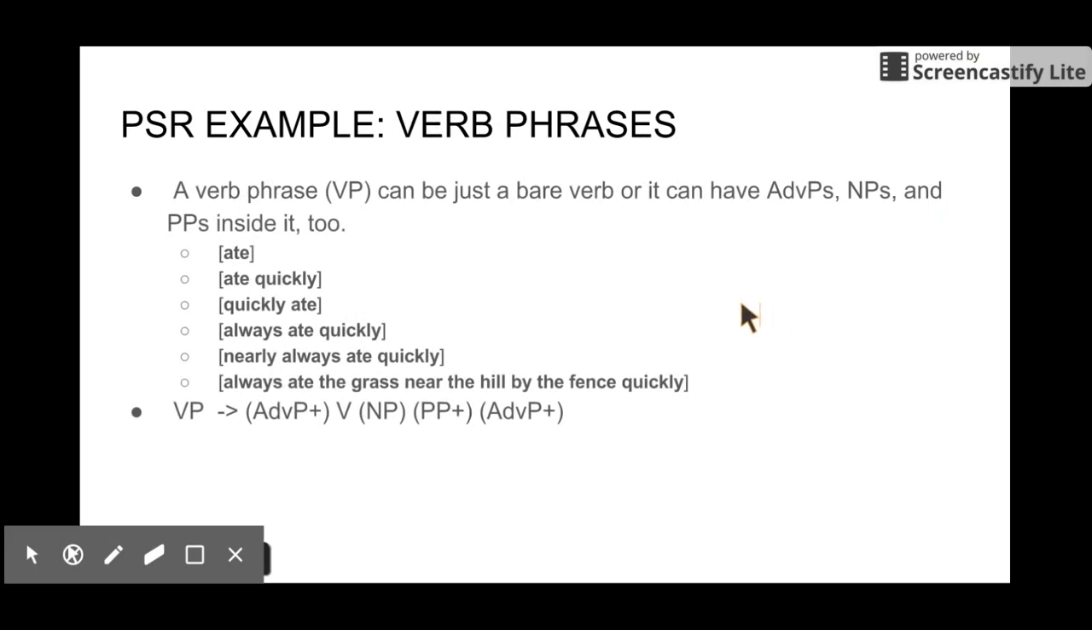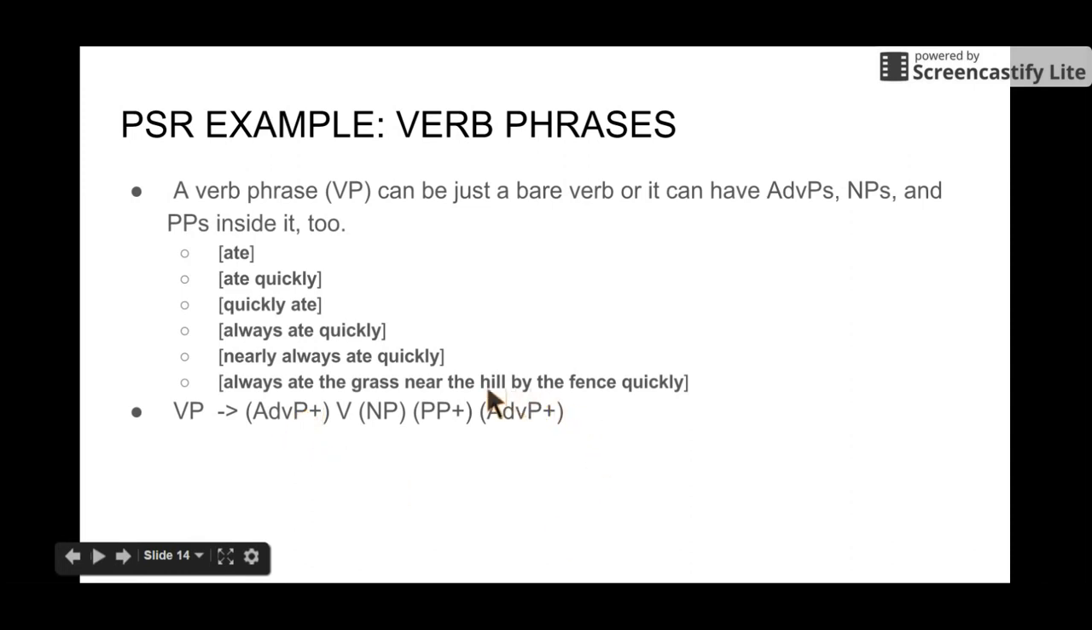Okay, now verb phrases. A verb phrase can be just a bare verb, for example, like ate here: the sheep ate. Or it can have other optional elements like adverb phrase, NP, and prepositional phrases inside too. So, for example, here we have an adverb phrase, and the adverb phrase can precede the head verb as well, right? Quickly ate, and we can have two adverbs. Always ate quickly, right? And we can have more than one adverb preceding the head. So we can use the plus sign here, right?